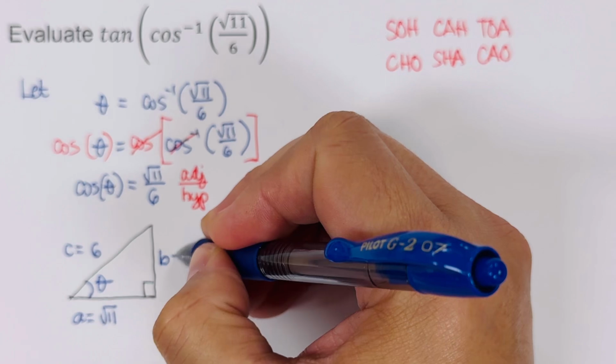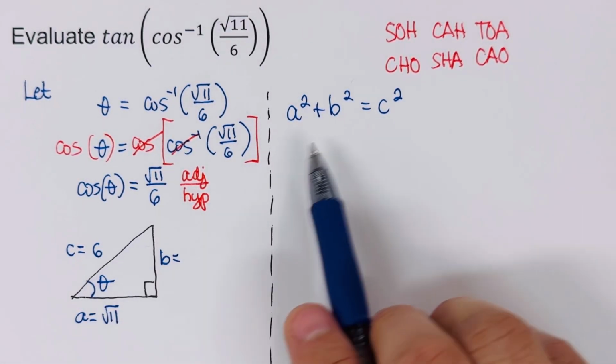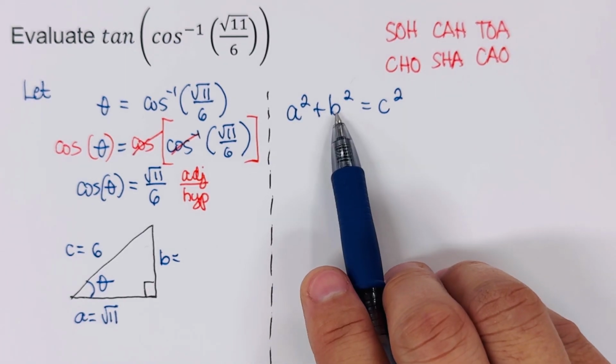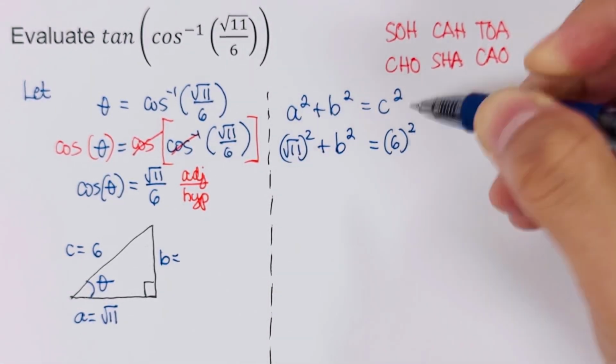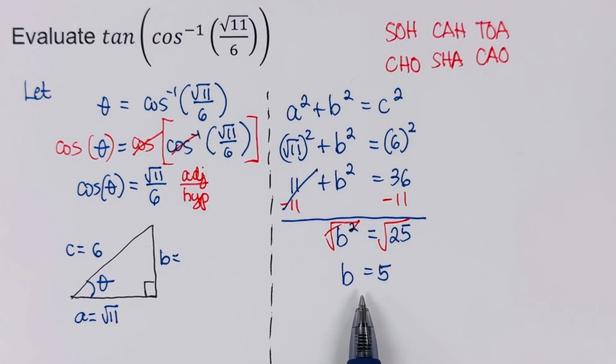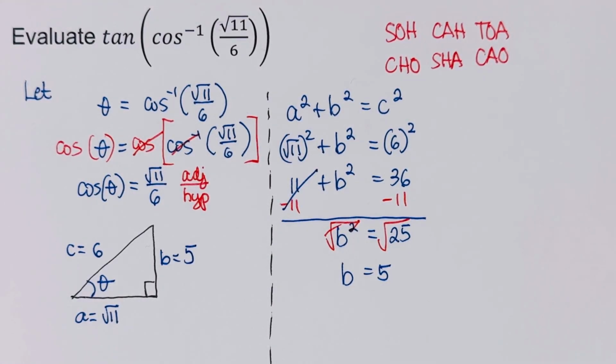Looking at this, we are missing B, so we can go ahead and use the Pythagorean theorem to solve for B. So what I do is I will substitute this 6 into the C and the square root of 11 into the A, and I will solve for B. So our B here is equal to 5. So I'm going to go ahead and label this right triangle right here. This is our opposite, adjacent, and hypotenuse.